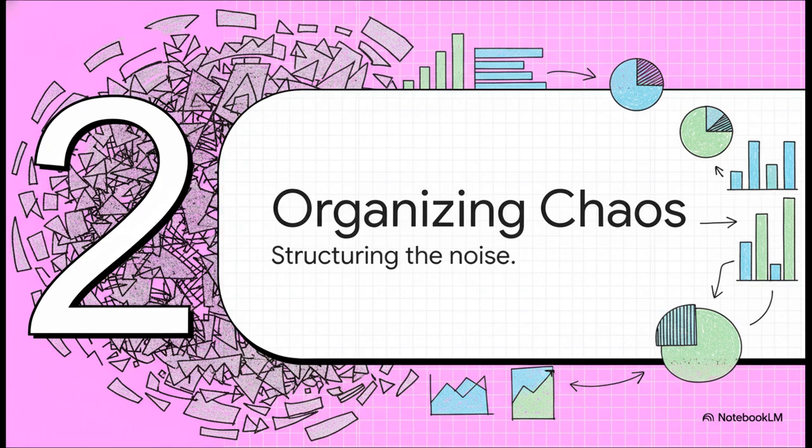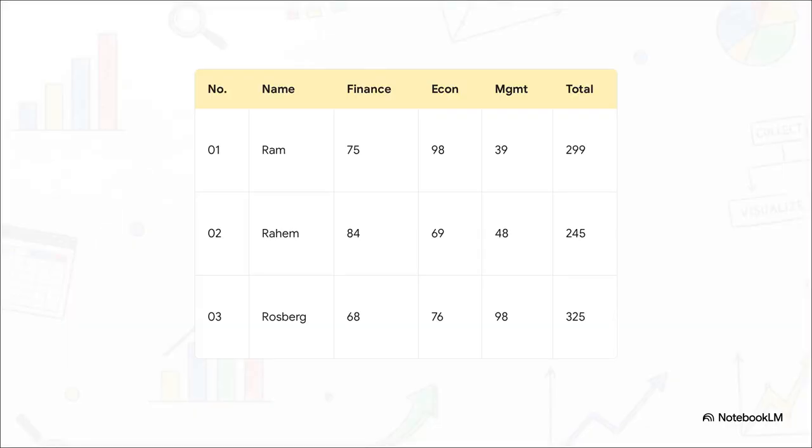Basically, structuring the noise. Think of organizing data like cleaning out a super messy closet. Watch how everything just snaps into a nice grid here. We sort these student marks using rows for individual observations. So you see Ram, Rahem, and Rosberg. Then we use columns for attributes or what we call variables, like financial accounting or management. Just like that, total chaos turns into a rigid, easily scannable structure.